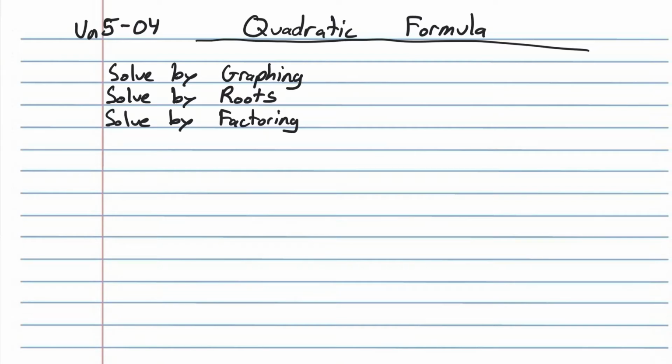All right, so in this unit, we've been talking about solving quadratic equations, okay? We've already looked at three methods so far. We looked at solve by graphing. I mean, the answers were wherever it crosses the x-axis. We looked at solving by roots. We're taking square roots of both sides. And we also looked at solving by factoring, the x method and the modified x method.